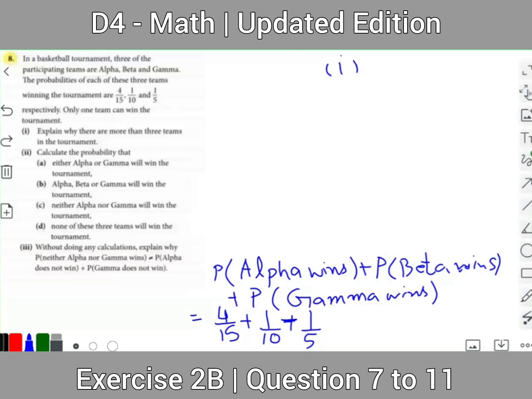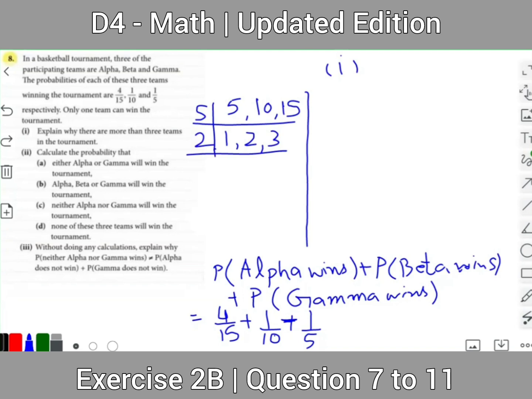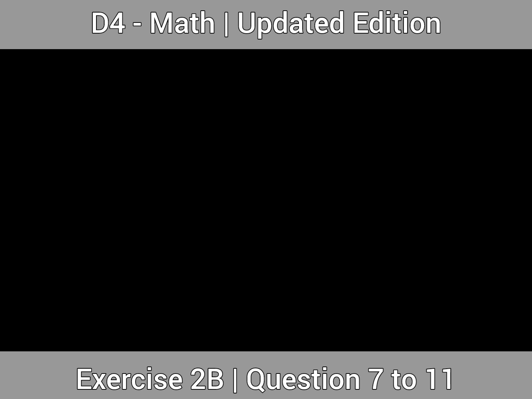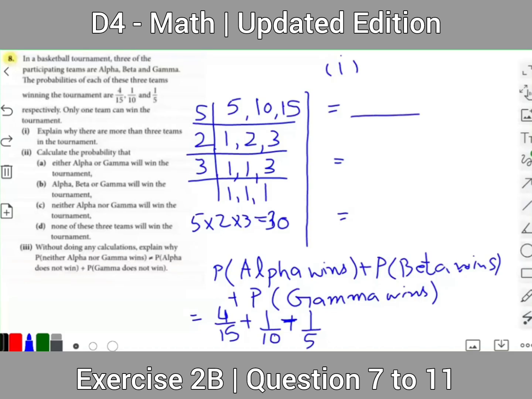Now we will take the LCM of 5, 10, and 15. So here we have 5. 5 ones are 5, 5 twos are 10, and 5 threes are 15. And here we have 2. 2 ones are 2, and here we have 3. 3 ones are 3. So 5 times 2 times 3 is equal to 30. Its LCM is 30. So we will use the butterfly rule.